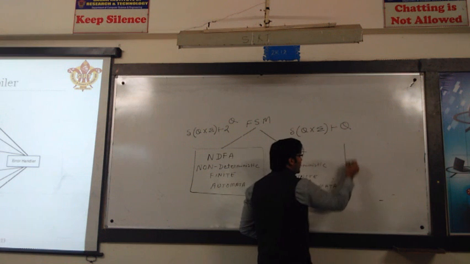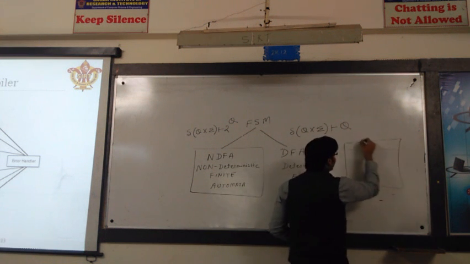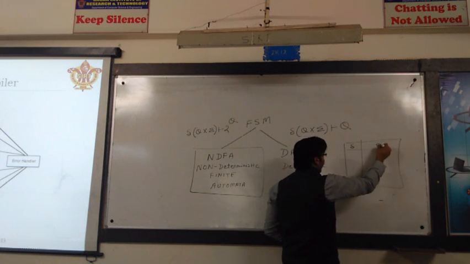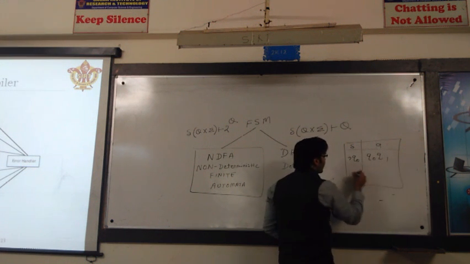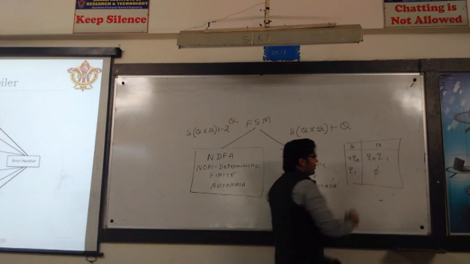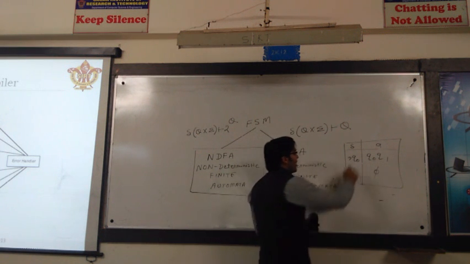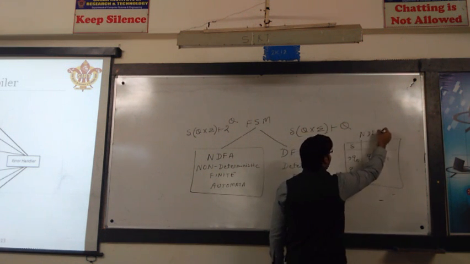Let's take one example here. Taking a transition table, delta, there is a Q naught. Q naught is reading A and providing you Q0, Q1. Q1 is reading A, providing you nothing. This type of table is known as an NDFA table.